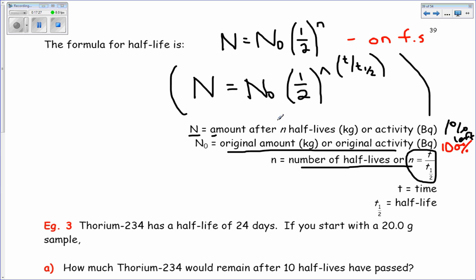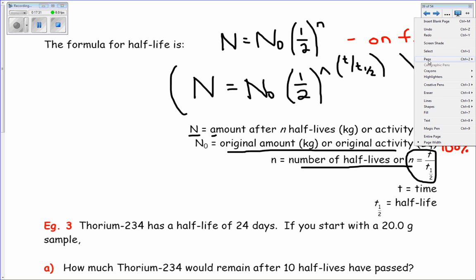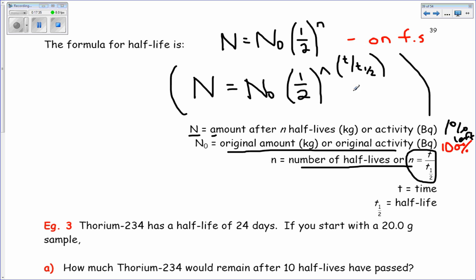And you need to be really careful in your calculator. Remember BEDMAS, and in BEDMAS you need to do this part first. You do 1/2 to the power of T divided by half-life, then you multiply by N naught. There's a real tendency to take this number, multiply it by 1/2, and then raise it to that power, and that's not what you do, right?